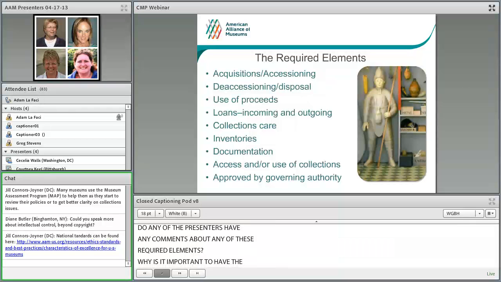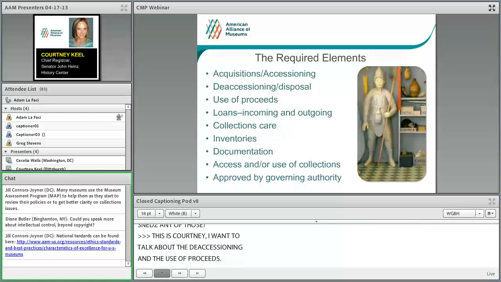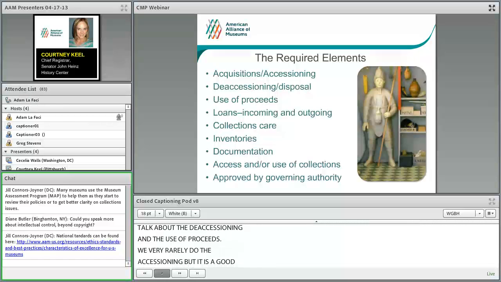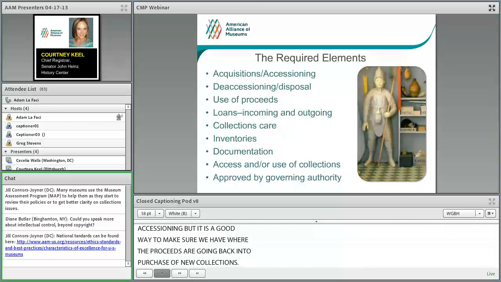This is Courtney. I just want to talk about the deaccessioning and the use of proceeds. This has come up with us. We very rarely do deaccessioning, but it is a good way to make sure we have where the proceeds are going back into purchase of new collections, the growth of the collection. And there have been times when people have talked about taking the money for something else, but we can refer to a collections management policy, and we make sure the money goes back into the collection where we want it to go. That's a perfect example of why it's important.